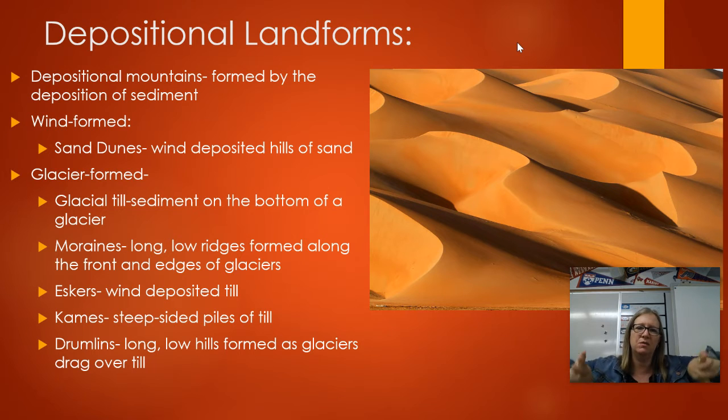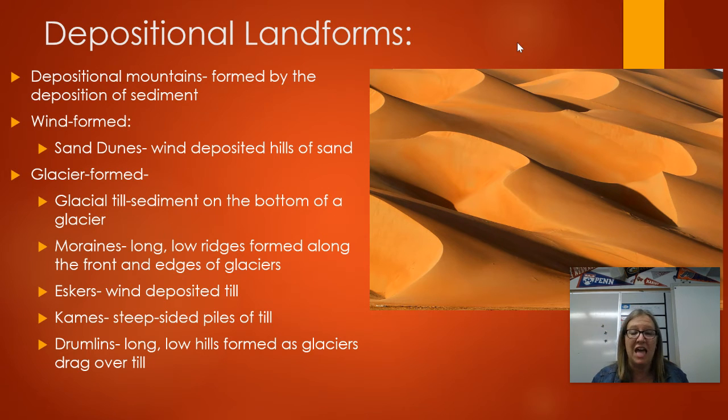Sometimes that gets pushed out to the sides. Sometimes it gets pushed forward. Sometimes it causes all kinds of abrasion and changes the landform as the glacier is moving. When that till is deposited, it forms all these different glacier-formed landforms. One is a moraine, and these are long, low ridges formed along the front and the edges of the glacier. So that till is building up on the sides and in the front.